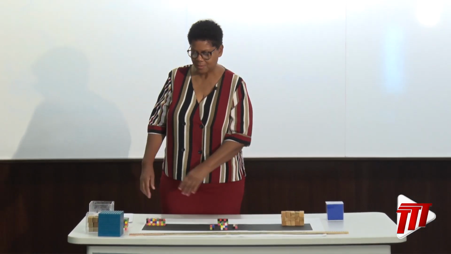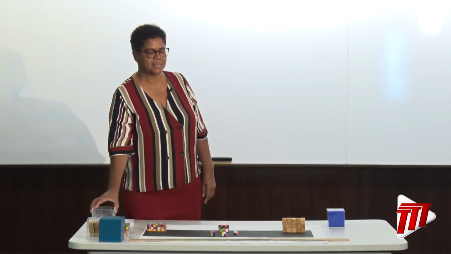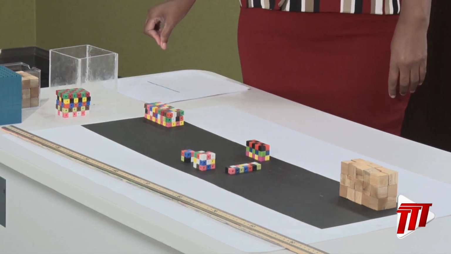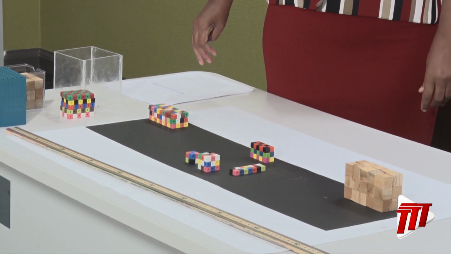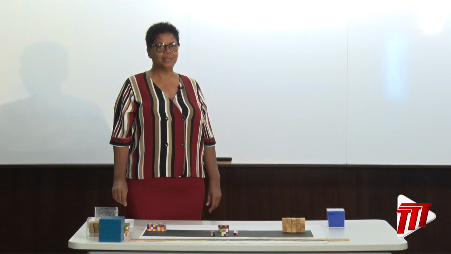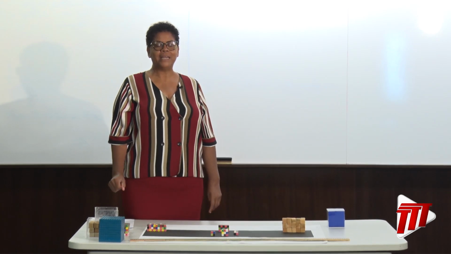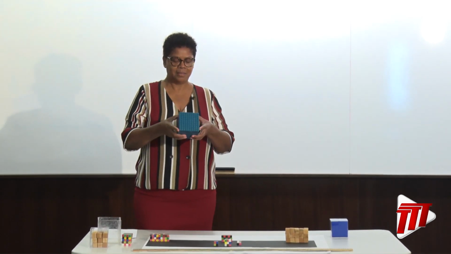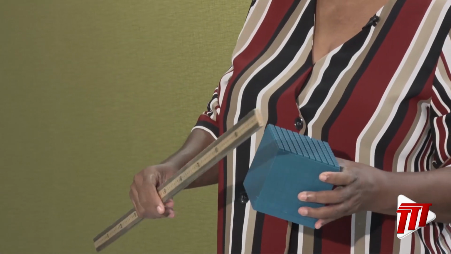Here we have on the table some objects. Each one of these objects takes up space. Everything that takes up space has what we call a volume. These things take up space because they have 3 dimensions. For example, if I take this cube in front of me, this cube has dimensions. 3 dimensions.